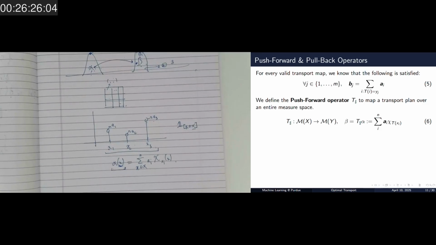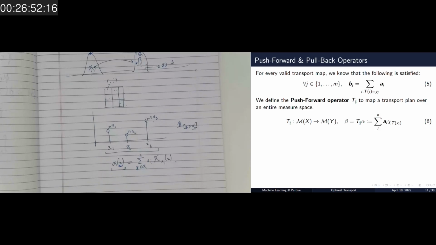Question? So T sharp consists of all of the individual transport plans for every single one? No, it is for a specific transport plan. It is the application of a specific transport plan from measure alpha to beta. So T sharp is a specific transport plan? Yes, it is a specific transport plan. What's the difference between the two? Yeah, so the transport plan is a map, right? It is a map from x to y.